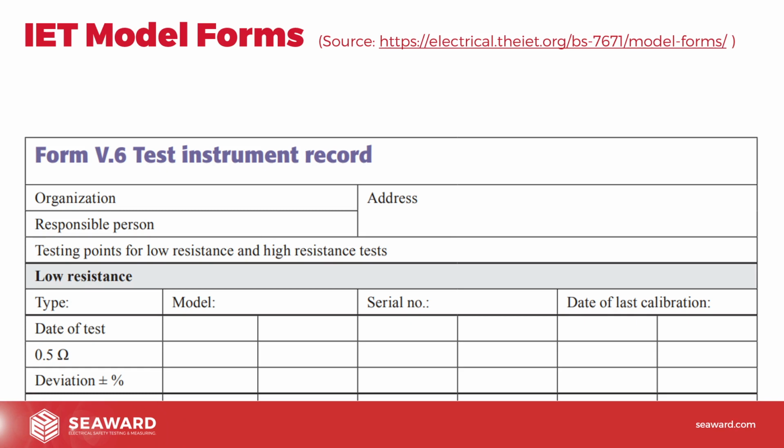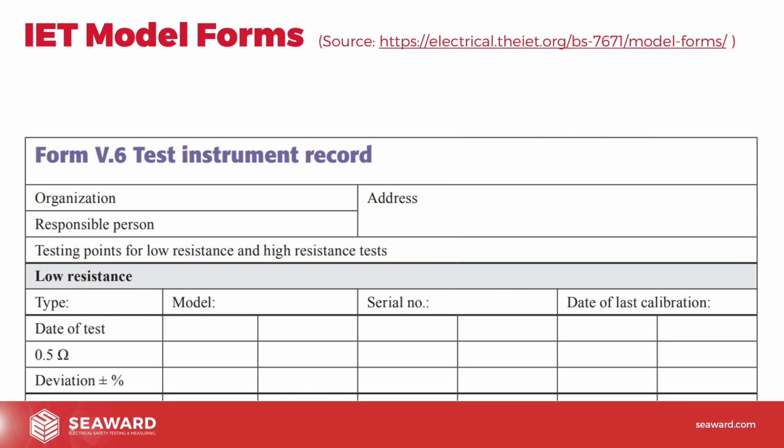So this is the low resistance range. What type of instrument is it? What model of instrument is it? What's the serial number of the instrument? When was it last calibrated? And then the date of test, so it could be the 1st of July. And then what we do is we test at half an ohm. So we measure half an ohm.